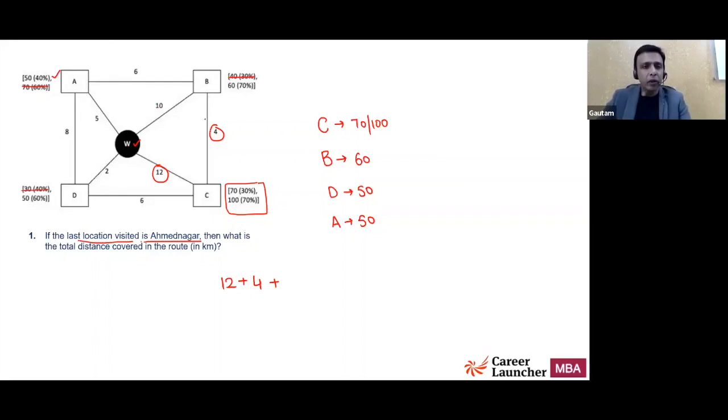Now from B to D, there are 2 possible ways. Either he can go through the route directly, that is, there is no direct route from B to D, so he has to go through the warehouse. So going through the warehouse would be 10 and 2, 12 kilometers to reach D.